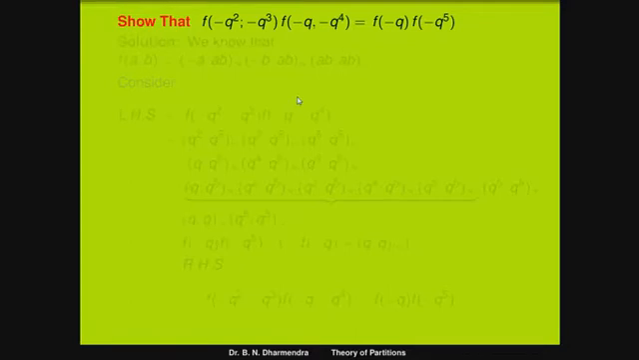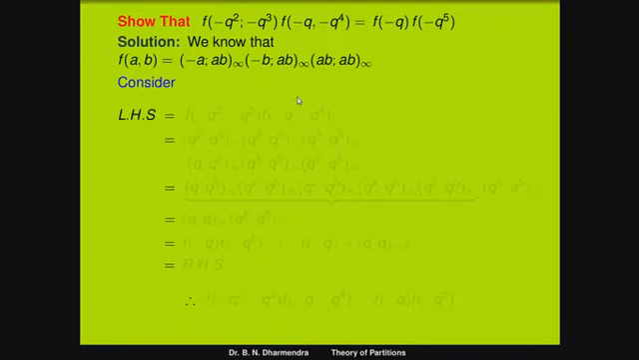We have to show this result by using Ramanujan's theta function in terms of the Jacobi triple product identity. We know that f(a, b), Ramanujan's theta function, can be expressed in terms of the Jacobi triple product identity as (minus a; ab) infinity, (minus b; ab) infinity, (ab; ab) infinity. Observe the terms here. Using this, we can consider the LHS and show that it is equal to the RHS.